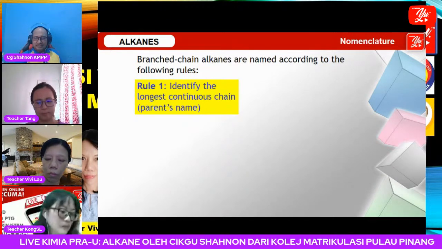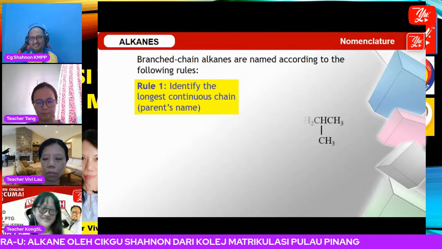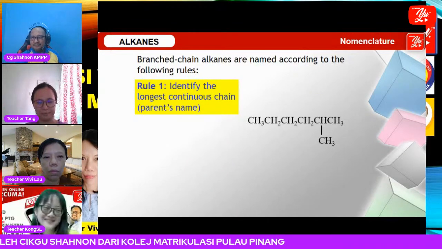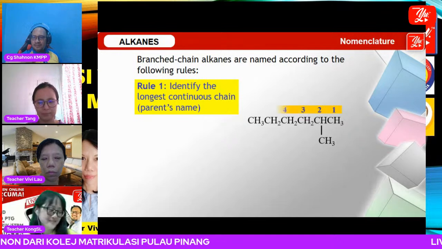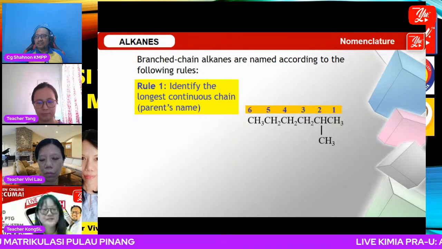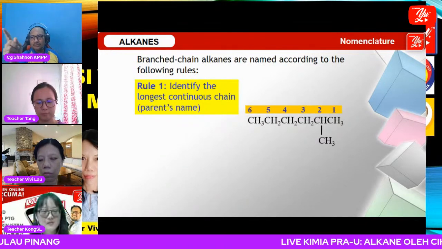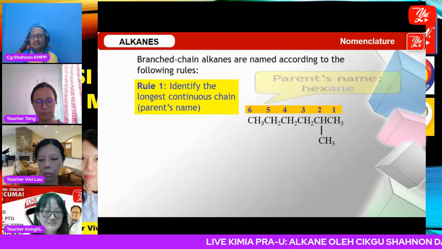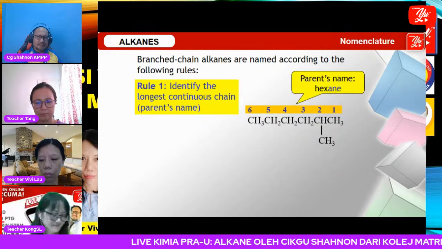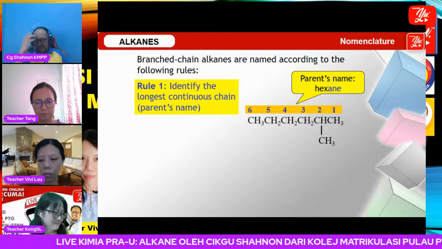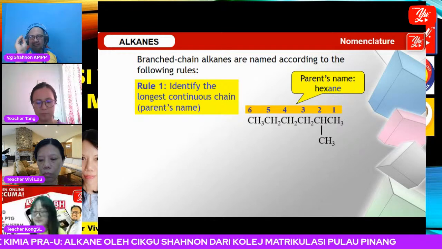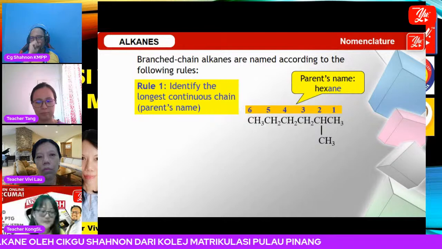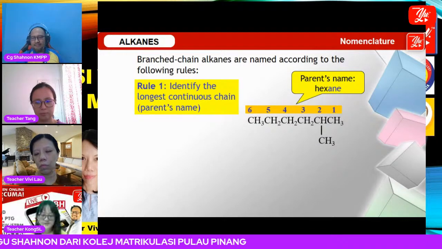Sometimes we forget. For this one, we have to identify the longest continuous chain, and the longest continuous chain is 6. 1, 2, 3, 4, 5, 6. So the parent's name is hexane. Okay, this is rule number 1. Very easy. Try to find the longest continuous chain as the parent's name.